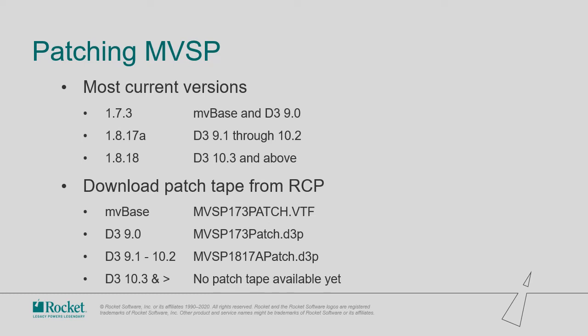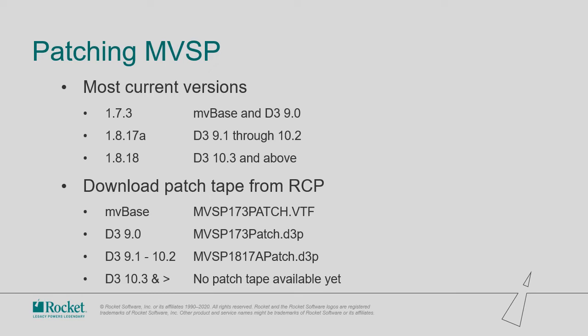First, we need to discuss the latest patch levels on the various versions of D3 and MVBase. MVSP was introduced in D3 version 9.0, and the initial MVSP version was 1.0.24 or something like that. The highest MVSP patch level for D3 9.0 and MVBase 3.x is 1.7.3. The D3 License Manager was introduced in D3 9.1. This also affected MVSP, so the minimum MVSP for D3 versions 9.1 through 10.2 is 1.8.0. The current patch level is 1.8.17.